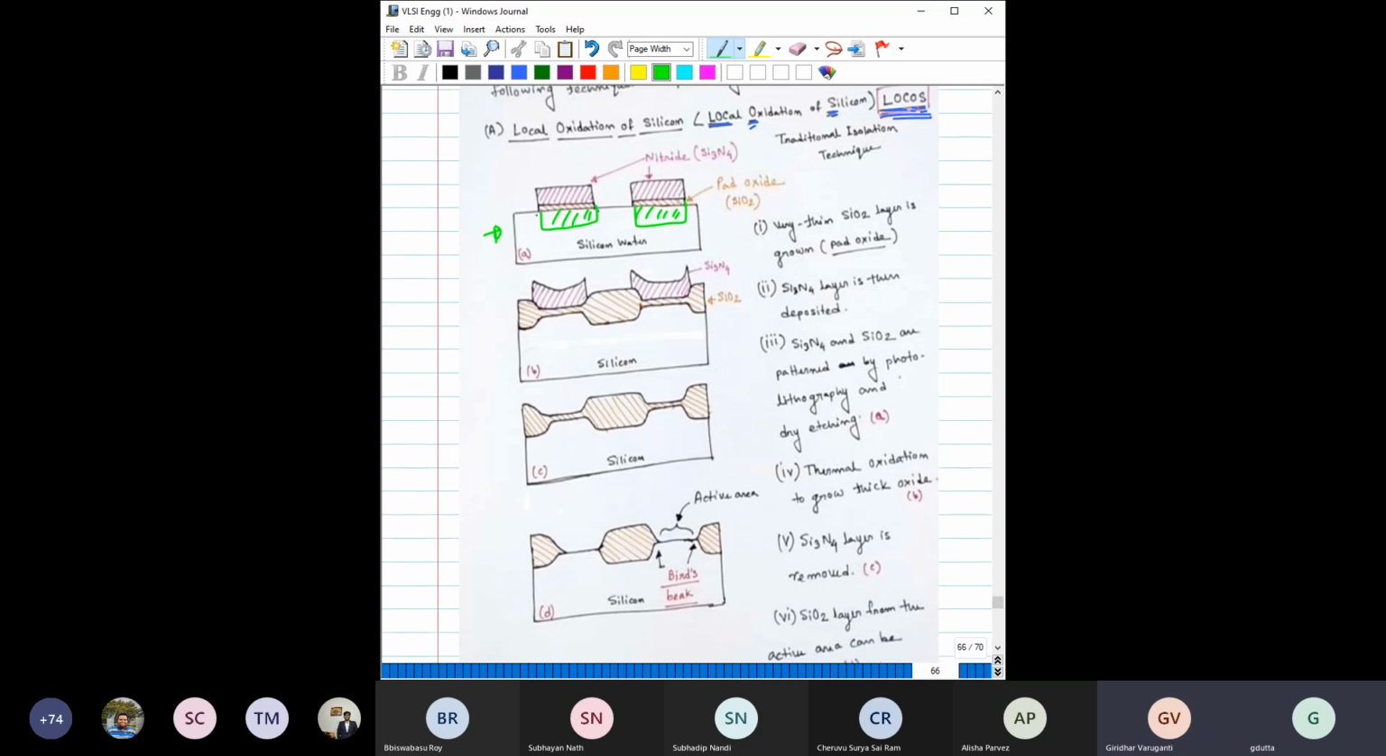You can see here, everything has been written with these numbers as well. So this is B. Then you do the thermal oxidation.